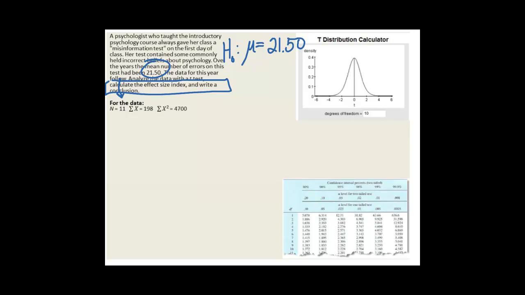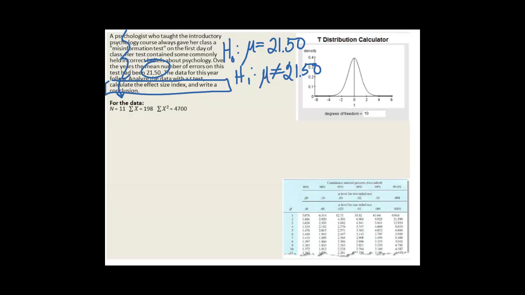The alternate hypothesis, because it doesn't really specify the idea that she thinks these students are more informed or less informed, all we're going to do is a two-tailed hypothesis of no difference, and do mu is not equal to 21.50 as our alternate hypothesis. Okay, so same game as last time.